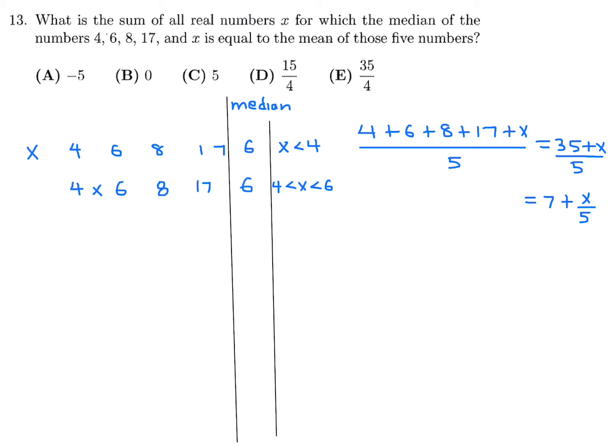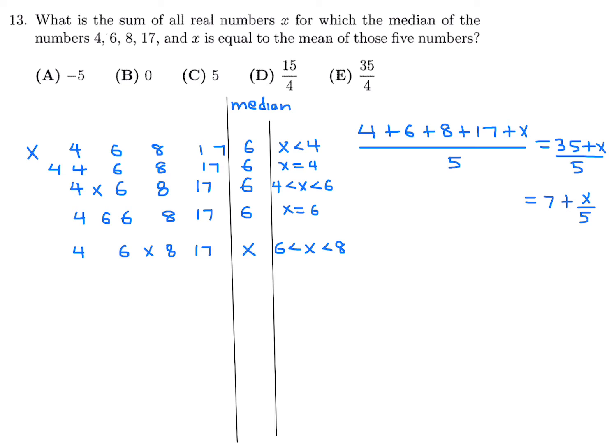The next is when, well, I actually skipped one. How about when x is equal to 4? When x is equal to 4, it would be 4, 4, 6, 8, 17. The median is 6. Okay, what about when x is equal to 6? Then it would be 4, 6, 6, 8, 17. The median is also 6. And then now we are going into the next category where x is between 6 and 8. So x is now between 6 and 8 like that. The median this time is x. Okay, so we got something different this time.